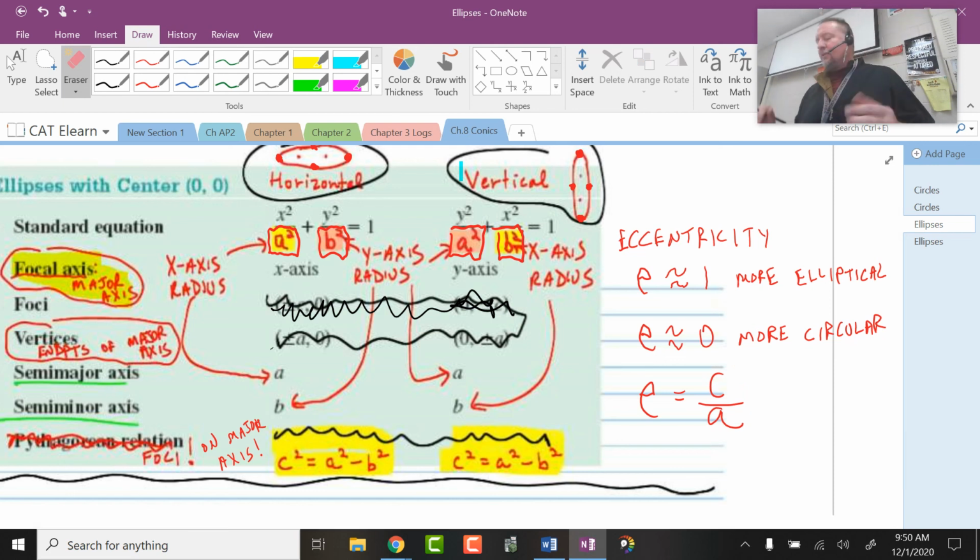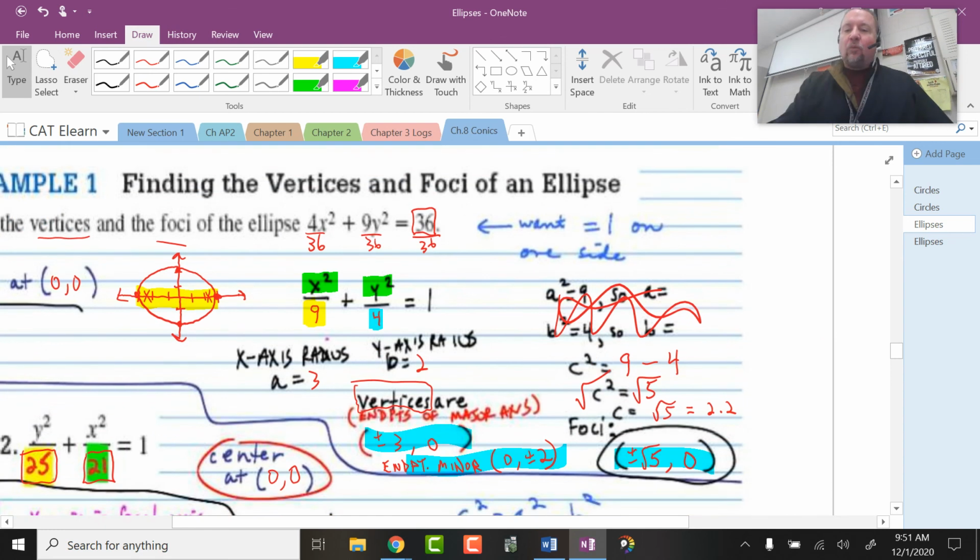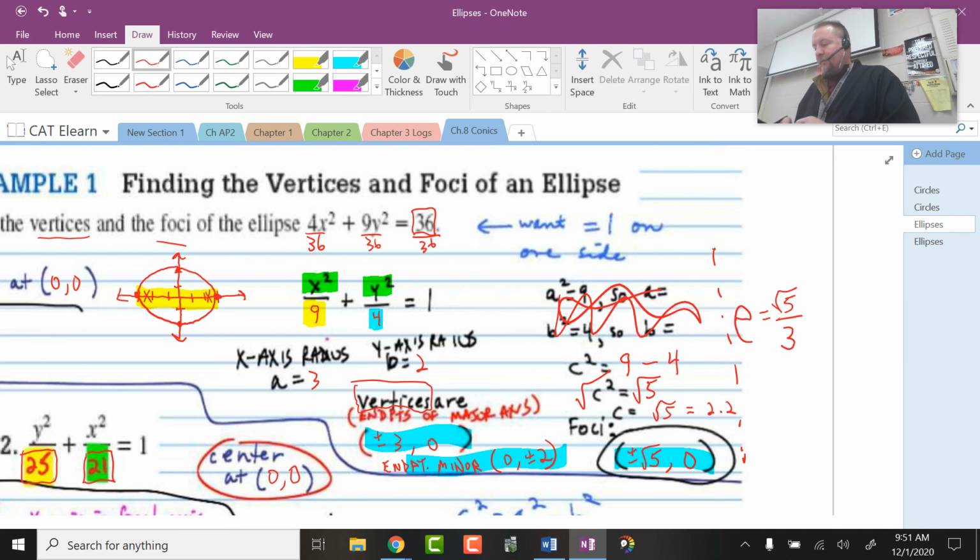So why do we find eccentricity? To describe how ovular the situation is. But you don't have to describe it. I'm just going to make you find it. So on the last one, let's kind of make a dotted line here. E equals C, root 5, over A, which is the major axis, 3. Now I'm going to type that on my calculator just to compare these two. Divided by 3. That's 0.75.